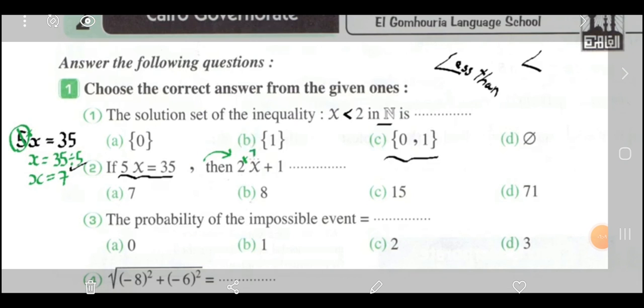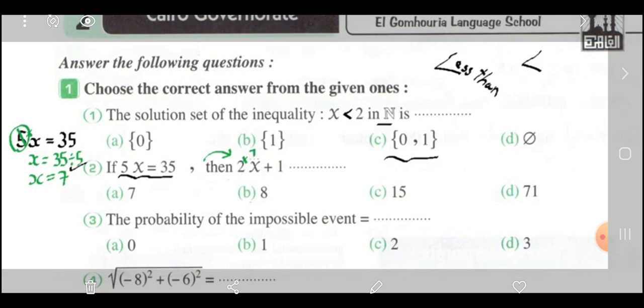Choose the correct answer from the given ones. First, the solution set of the inequality x less than 2 in N. You remember N means natural numbers. What are the natural numbers? Natural numbers mean 0, 1, 2, 3, 4, 5, 6, and so on. Then x less than 2 means the remaining numbers from the natural numbers are 0 and 1. Then we can choose 0 and 1.